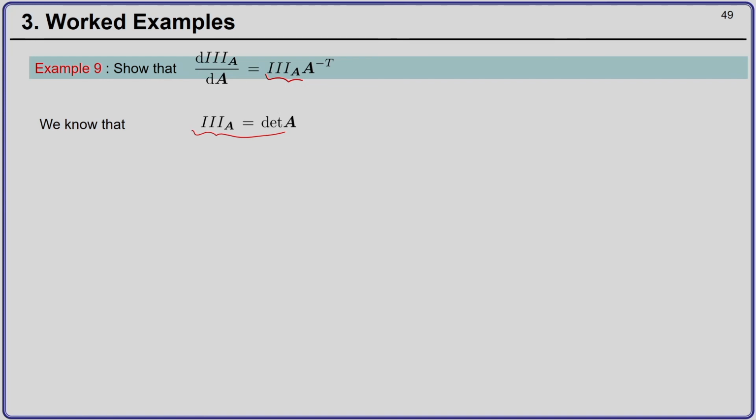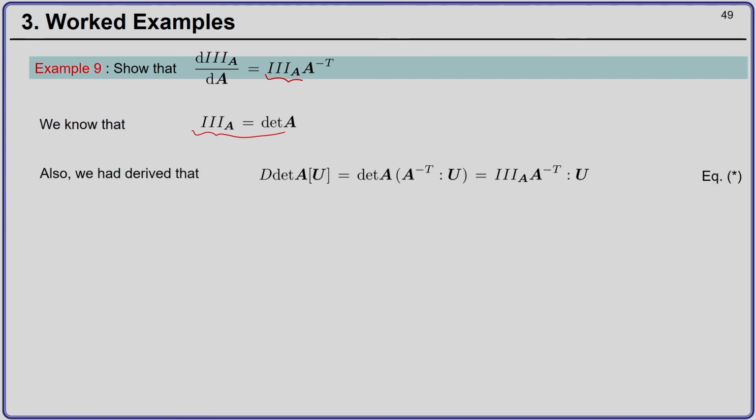Now, if you remember, we already derived that the directional derivative of determinant of A in the direction u is nothing but determinant of A times A inverse transpose double contracted with u. I can write determinant of A as I3 of A. So, I3 of A times A inverse transpose double contracted with u. Let us say this is equation star.